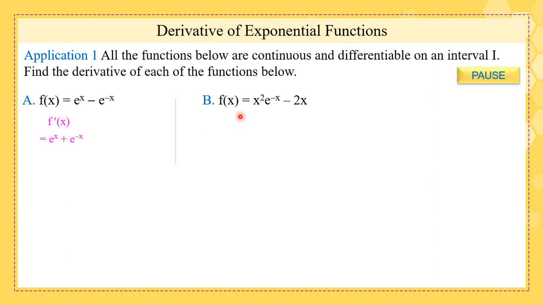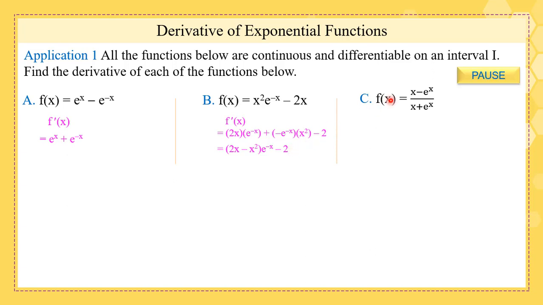Now try to do also this one alone. Remember all the properties of derivatives. Well, the derivative of minus 2x is minus 2, and this is of the form u times v, so this is minus 2, and for the first one we get u prime v plus v prime u, and if we take e to the minus x in common, we get 2x minus x squared, and this is minus 2.